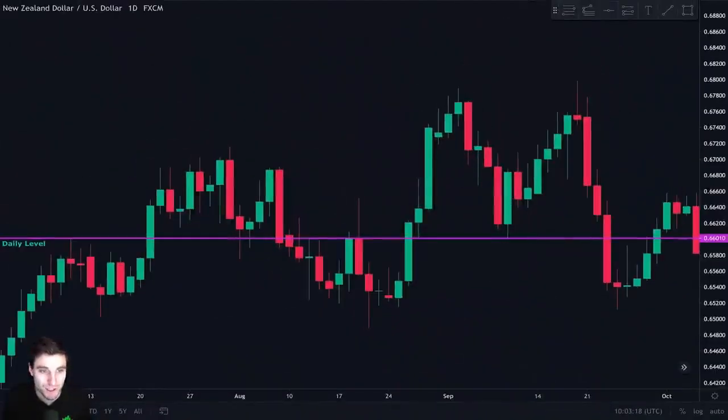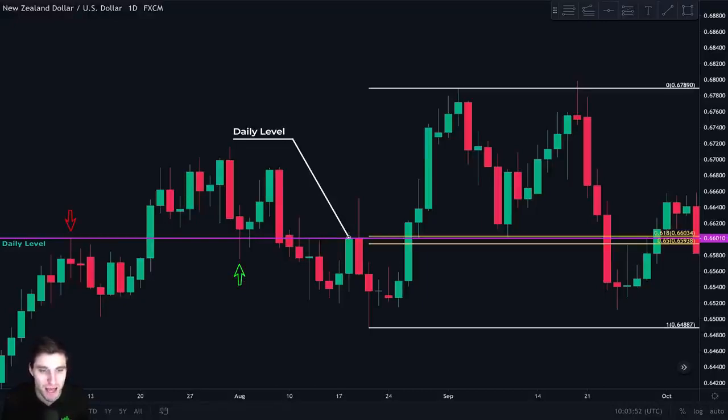In this chart, we spot that this daily level was acting as support and resistance, so we mark it as our daily level. Next, we look for confluence by taking our Fibonacci retracement and we detect that the CC is very close to our daily level. Then we wait for price to come back down to this area of support and we track the price action on the lower term timeframes.